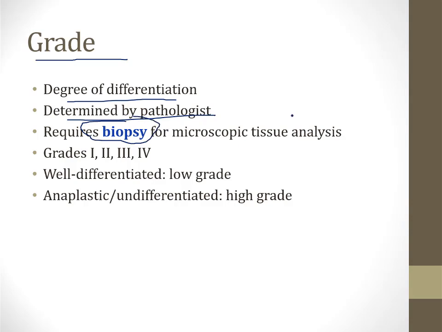A basic step one question you could see is, how is a tumor grade assigned? And you need to know it's not done from a CAT scan, it's not done from a physical exam or a blood test, it's done from a biopsy examined by a pathologist. Pathologists will give tumors a grade of 1, 2, 3, or 4. A very well differentiated tumor will receive a low grade, and that's generally good. An anaplastic or undifferentiated tumor will receive a high grade, and that's often bad.